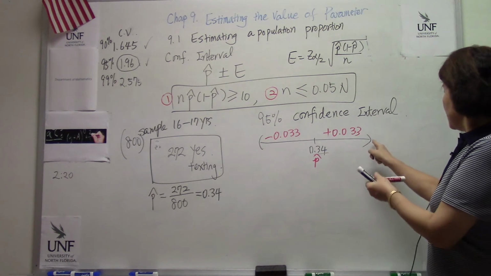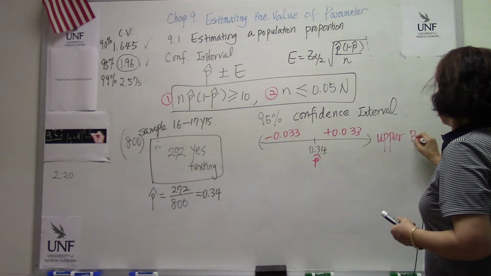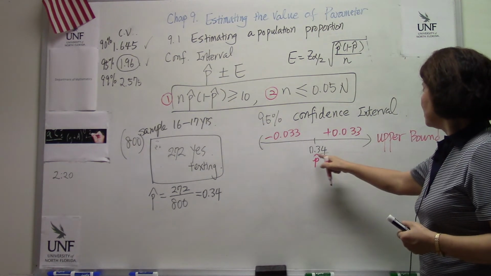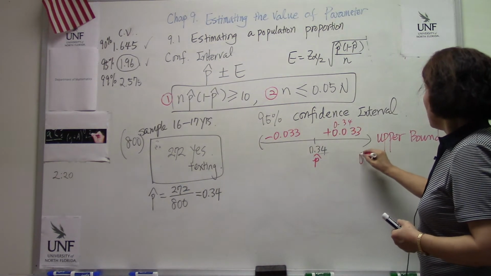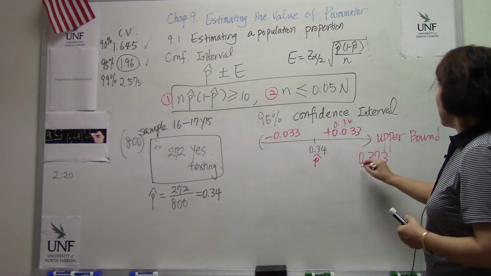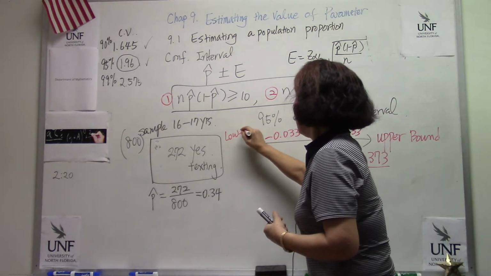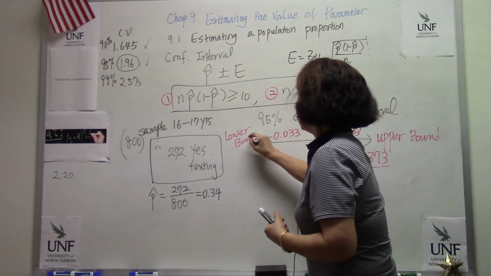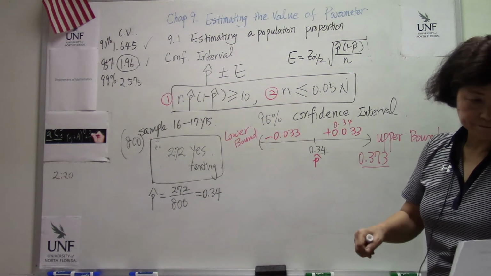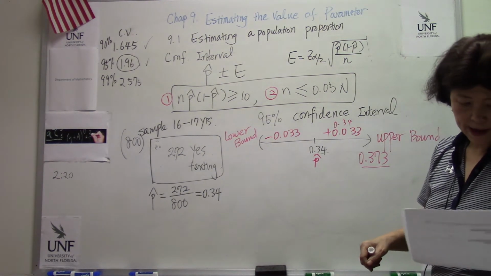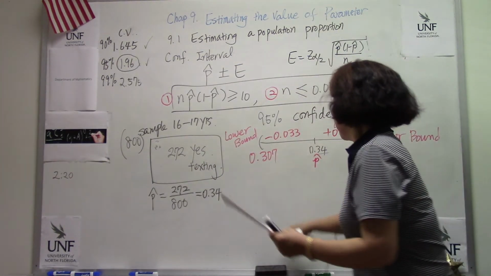So what do we have? The right end we call the upper bound. The upper bound is 0.34 plus 0.033, which is 0.373. And the other one, of course, has to be the lower bound: 0.34 minus that, which is 0.307.